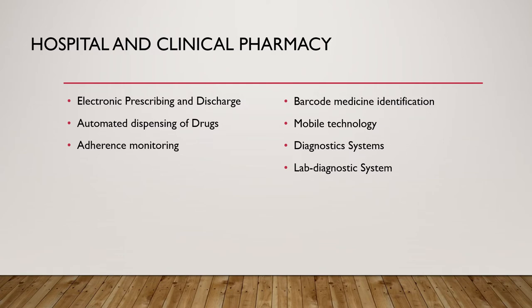If we talk about the use of computers in hospitals, the main use is to maintain the patient record database, which is continuously updated so as to reflect the current status of all the patients. Other than this, electronic prescribing and discharge is also an integral component. The automated dispensing of drugs is also made possible because of computers. You can also include adherence monitoring. Other than this, barcode medicine identification, mobile technology, diagnostic systems, and lab diagnostic systems are many of the key features that are possible because of computers.